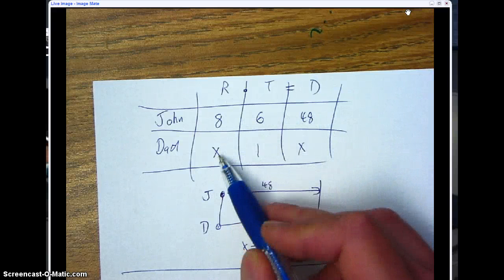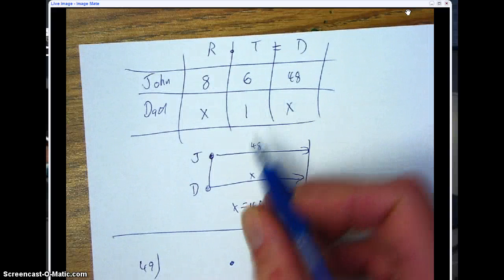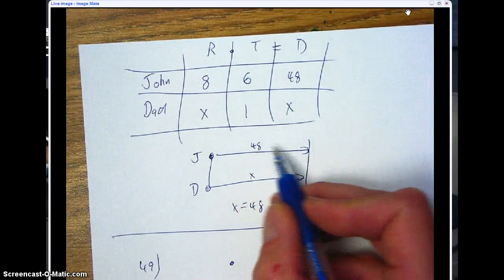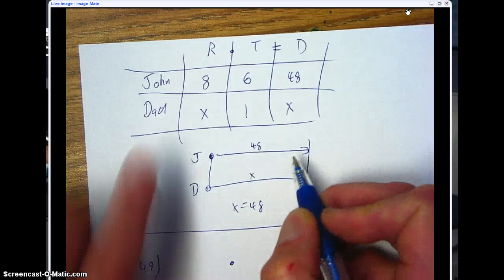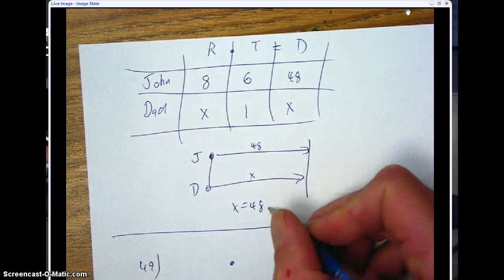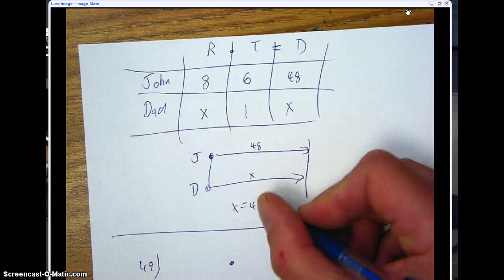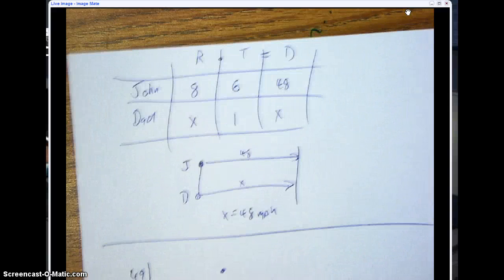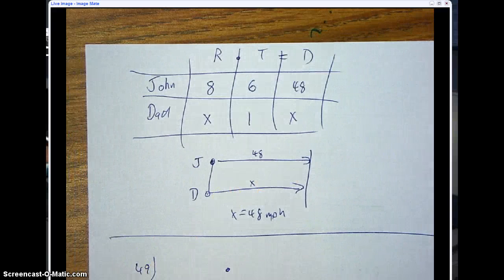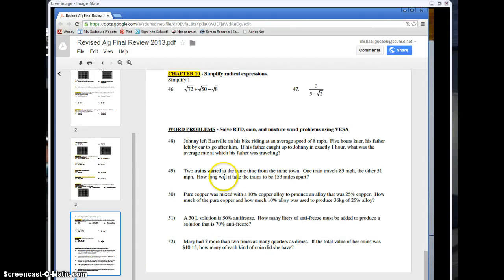Now again, Dad's rate is X, he traveled for 1, so 1 times X is X. Now looking at this diagram here, if Johnny's distance was 48 and X is this distance, and when he catches him the distance is the same, obviously his distance is 48. X is equal to 48, so his rate must be 48 miles per hour. Okay? Let's go take a look at number 49. It's another RTD problem.